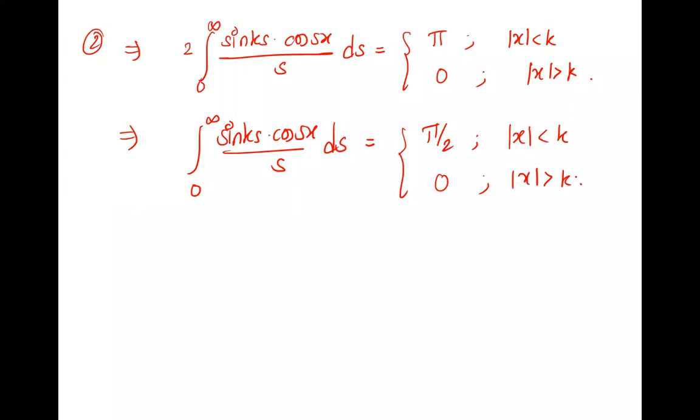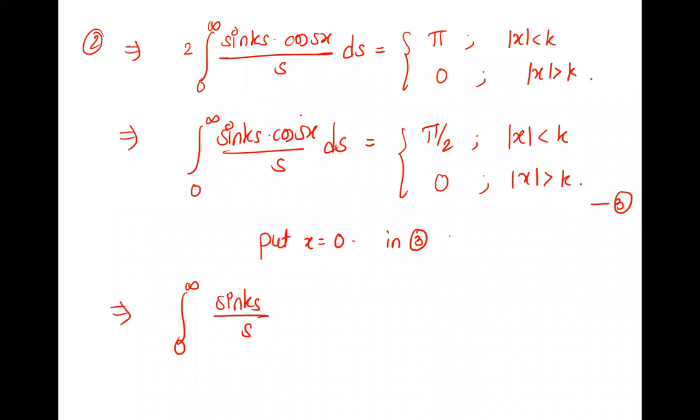So next is sine ks upon s, means we are writing x is equal to 0. So put x is 0 in this. Call it as third if you want. Put x is 0 in 3. So it is integration from 0 to infinity of sine ks upon s, and this is cos 0, 1, ds.